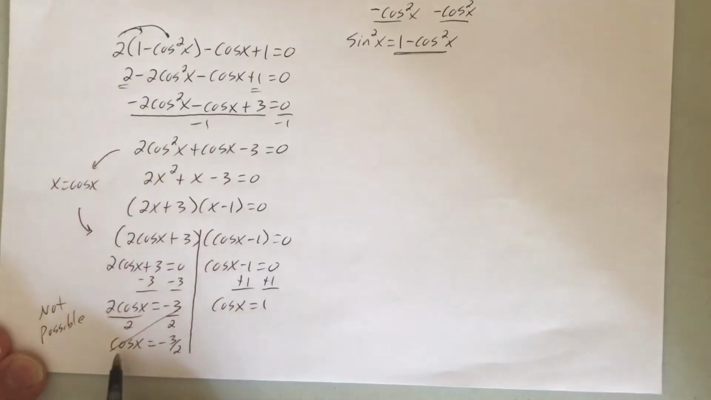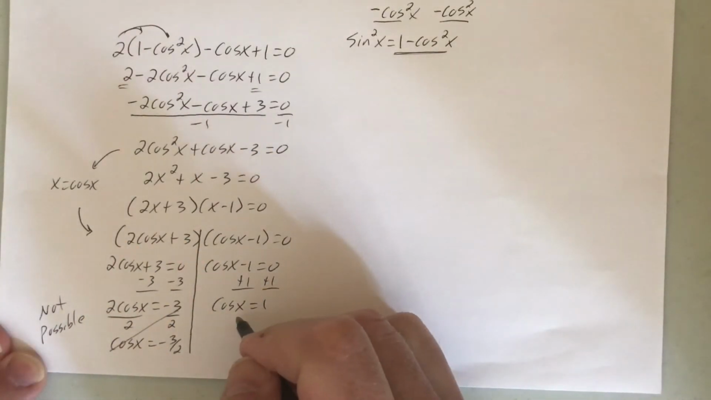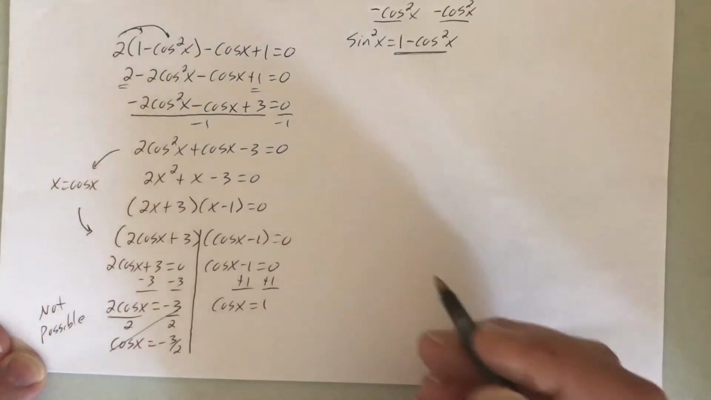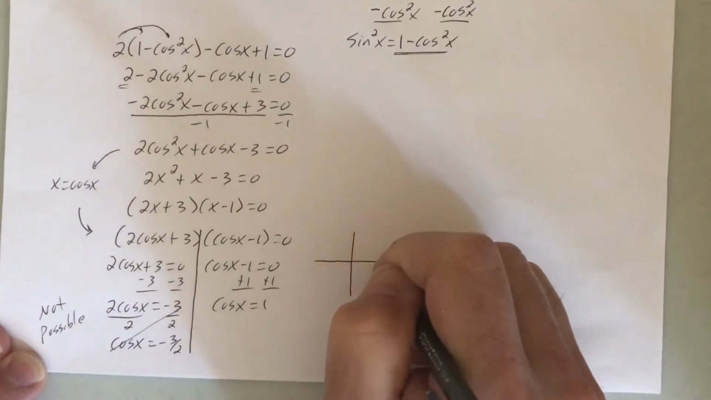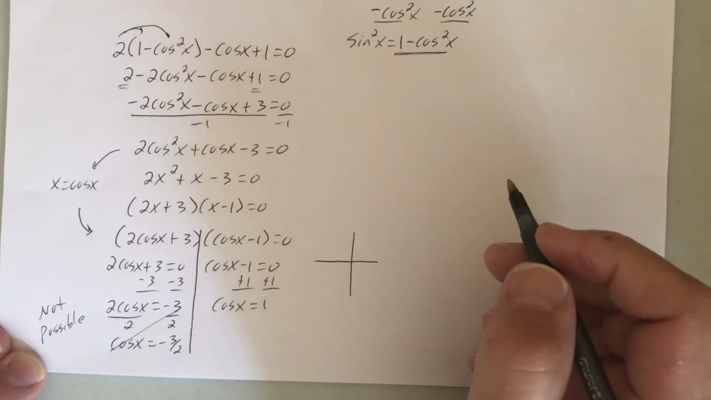And if you weren't sure, if you did the cosine inverse of both sides, you would get an error. So it's not going to work. Then we have to figure out, when is cosine x equal to 1? So again, you can think to the unit circle. And when would you get a 1 for cosine?